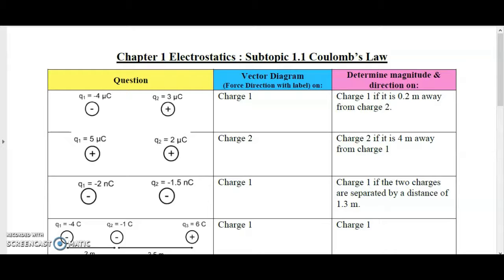So for today's PHYTIPS, I'm going to share with you some tips on how to draw force diagrams. Okay, so here's 5 tips for you.